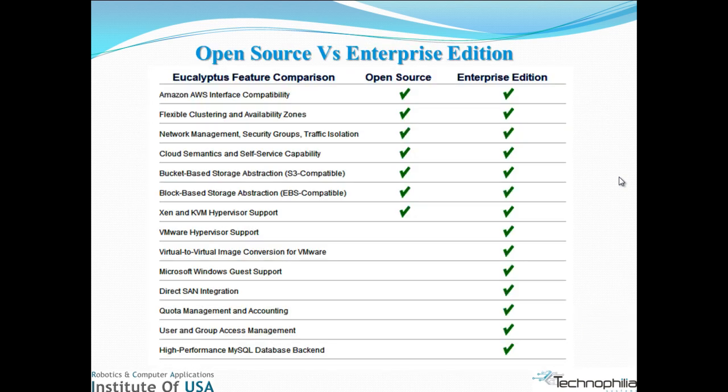These are the basic differences between the open source and enterprise editions of Eucalyptus. Some common features are Simple Storage Service or S3 and EBS or Elastic Block Storage, and Xen and KVM hypervisor support.